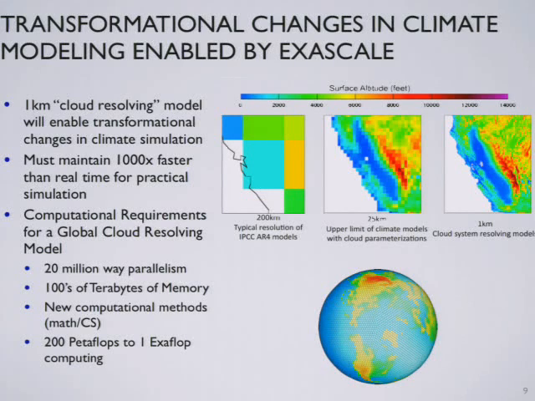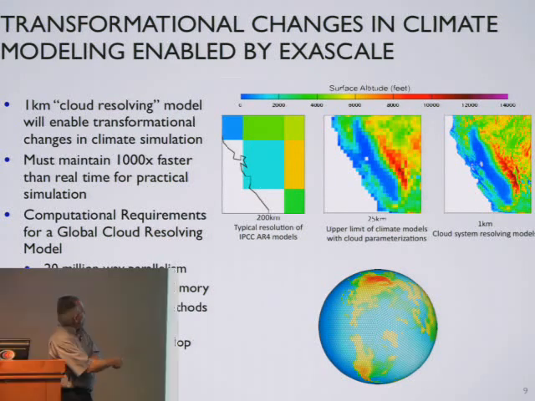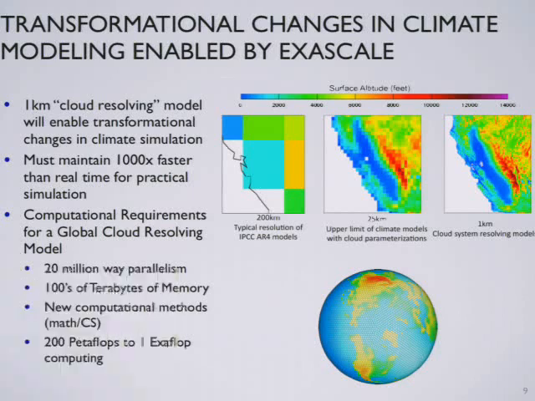Now, that has various effects. One is, right now, we don't have very good cloud resolving models. So it's one of the things that needs to be developed. But to do this, one of the restrictions is that if you really want to make this a computational tool to be able to ascertain probabilities of temperature changes, sea level rises, extreme events like droughts and hurricanes, you really need to maintain about a factor of 1,000 faster than real time for practical simulations.